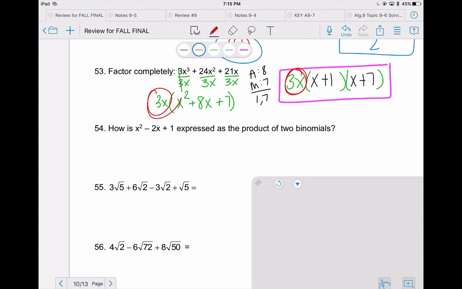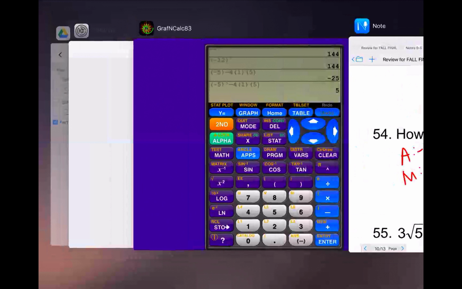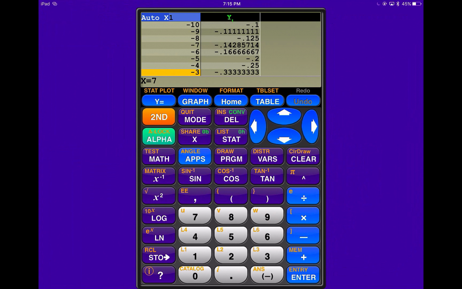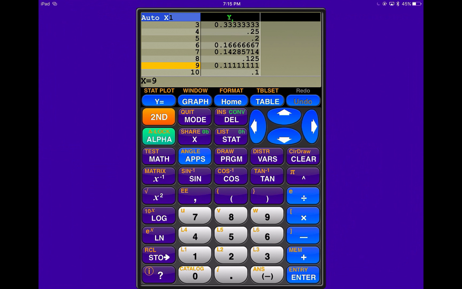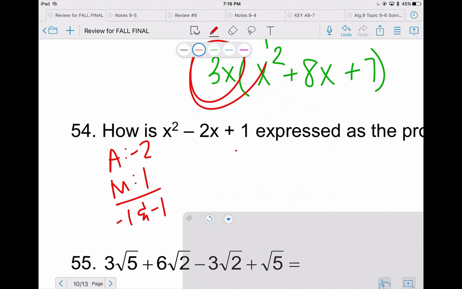54 asks how we could express x squared minus 2x plus 1 as a product of two binomials, basically fancy for factoring. Adds up to negative 2, multiplies to 1. So in your calculator, because this one kind of blows our minds, 1 divided by x. Now 0 doesn't work. 1 and 1 are the only whole numbers that we have. Well, how could I take 1 and 1 and get negative 2? Well, if I have negative 1 and negative 1, that would give me a negative 2. So my factors are going to be negative 1 and negative 1, so x minus 1, x minus 1.